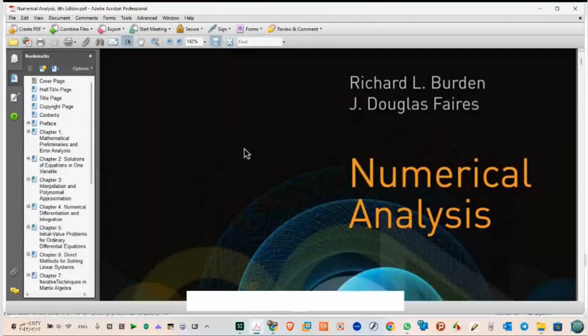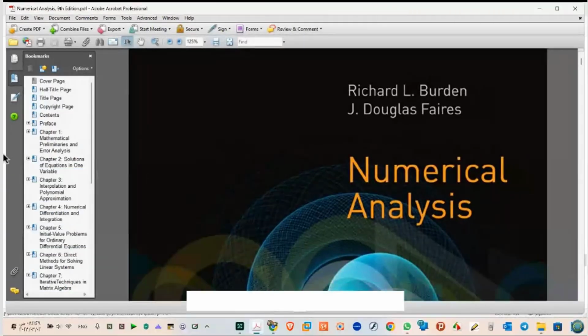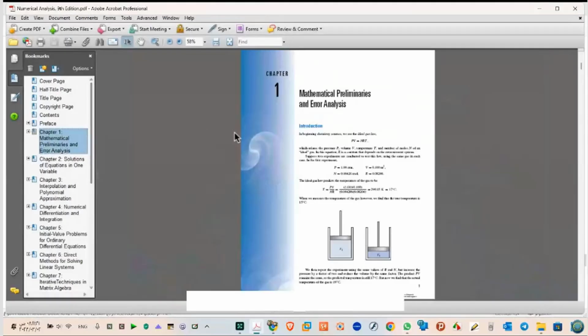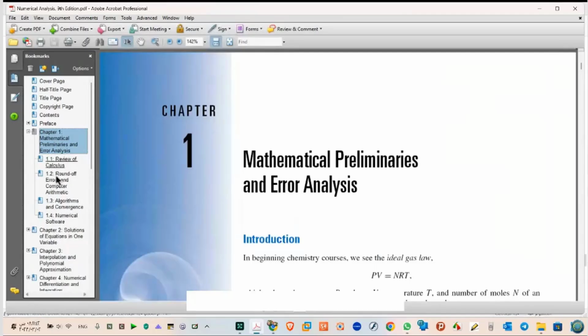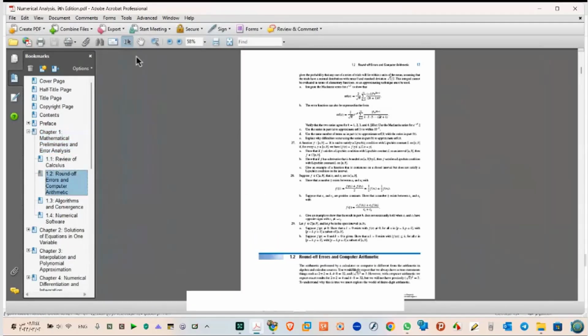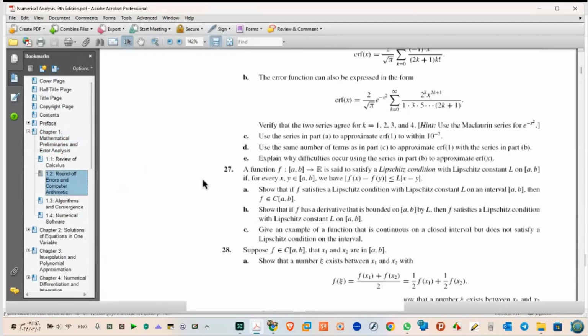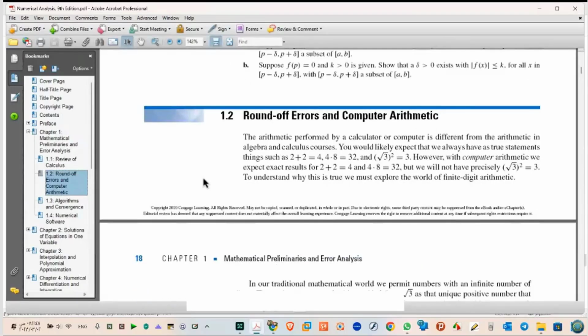That we have to start today, and directly we will go to chapter number 1. This lecture is from the book. So excuse me, focus with me. We will go to something called 1.2, round-off error and computer arithmetic.